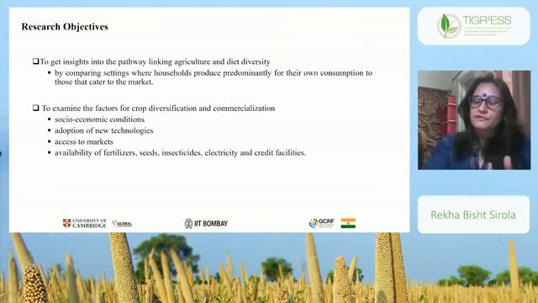The research objectives that we had envisaged for ourselves were basically something that would be linking agriculture to diet diversity by comparing households that produce predominantly for their own consumption to those that cater to the market. And in the process, we would also try to analyze factors for crop diversification and commercialization, such as the socio-economic conditions, adoption of new technologies, access to markets, availability of fertilizers, seeds, insecticides, electricity, and credit facilities.